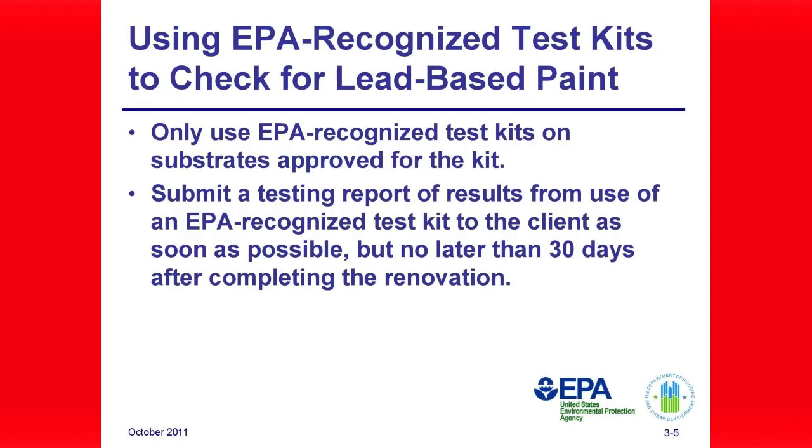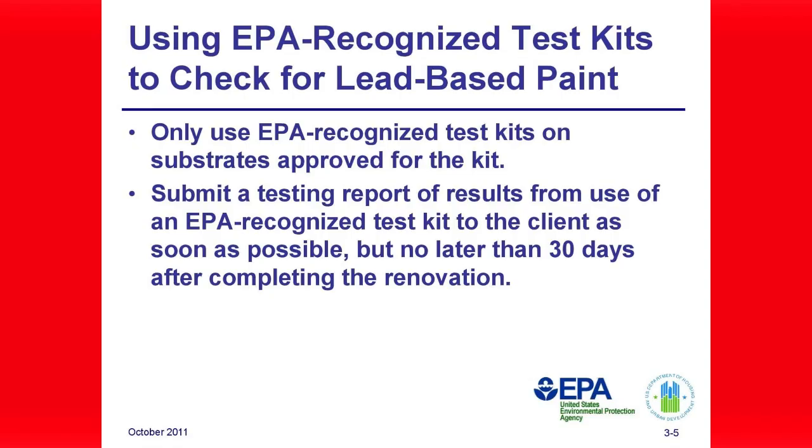If lead is not determined to be absent using the test kit, the surface must be presumed to be coated. So if you decide not to use an EPA-recognized test kit, you may just consider or presume that there is lead and use the rule and all the processes that are required under the presumption that there may be lead-based paint. A negative test result will mean that lead-safe work practices are not required.